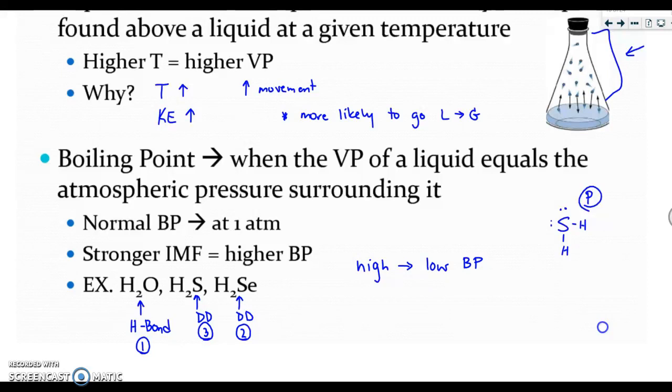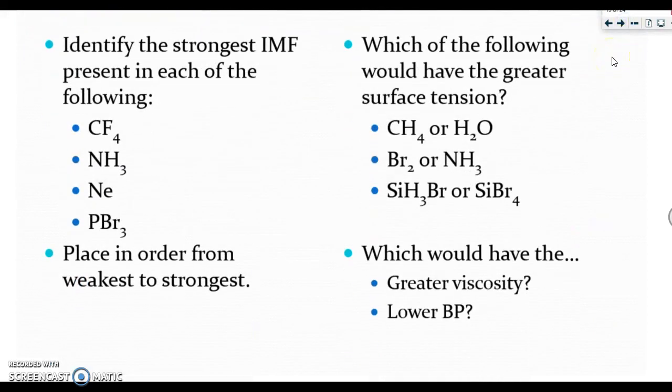Let's do some practice problems now on the next slide. Here, you will be identifying the strongest IMF present. So is it polar? Is it nonpolar? Does it have H bonding because it's unique? If you need to draw the dot structure, please do. And then it asks you to put them in order from weakest to strongest. On the other side, you're just answering questions about surface tension, viscosity, and boiling point. At this time, please pause the video and try these practice problems.